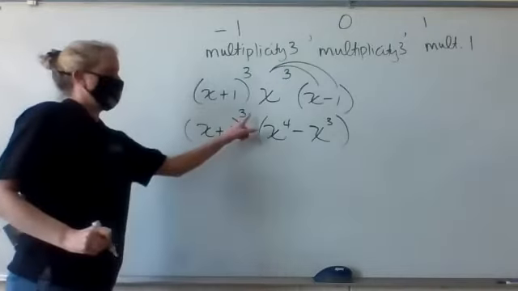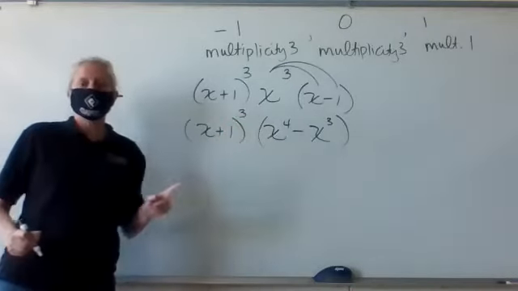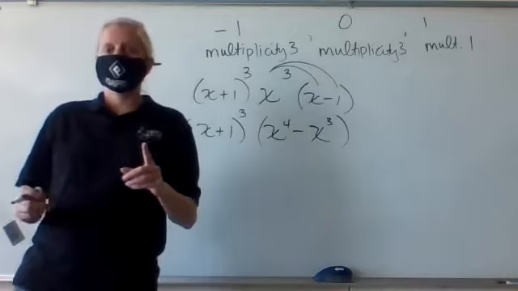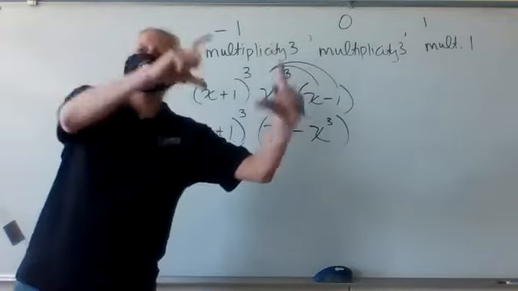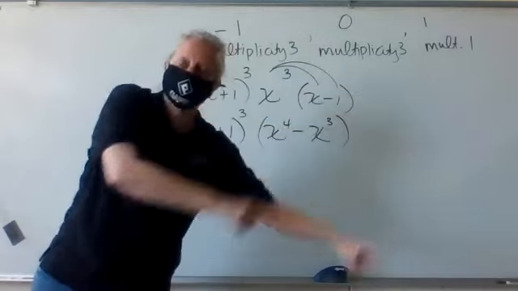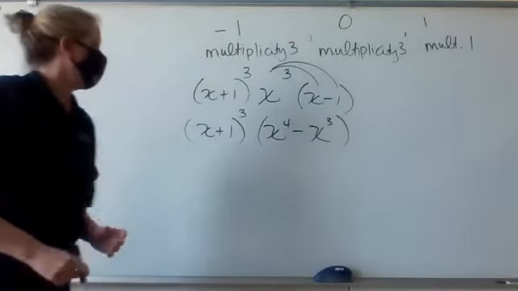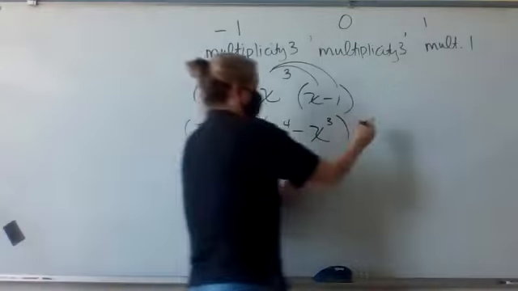Now, this still has an exponent on the outside of it, which means I need to take care of that. So what does x plus 1 to the third mean? X plus 1 times 3 times. X plus 1, x plus 1, x plus 1. So I'm going to do that over here, I think.